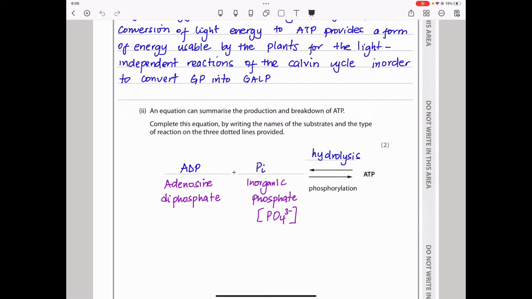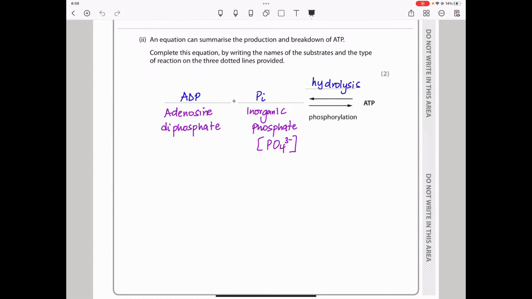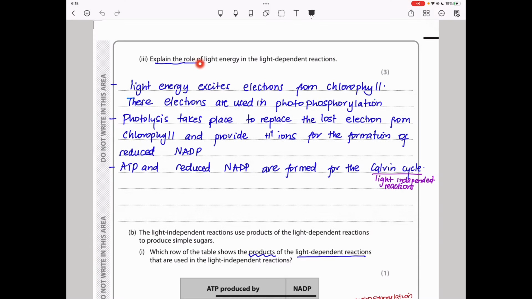ATP is formed if we combine ADP and the inorganic phosphate, you can call it Pi. So ADP plus Pi produces an ATP molecule, and here a water molecule is lost. So to reverse that process, we need to add water. That is why this process is called hydrolysis. Water is added to an ATP molecule, and then it is broken down into ADP and Pi, which is the inorganic phosphate. Let's continue. Explain the role of light energy in the light-dependent reactions.